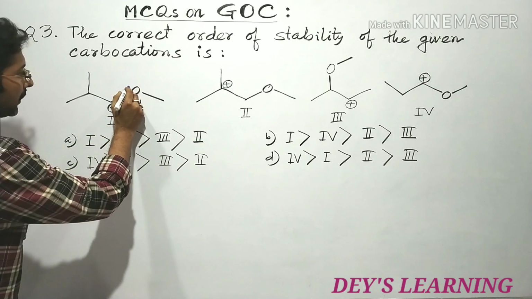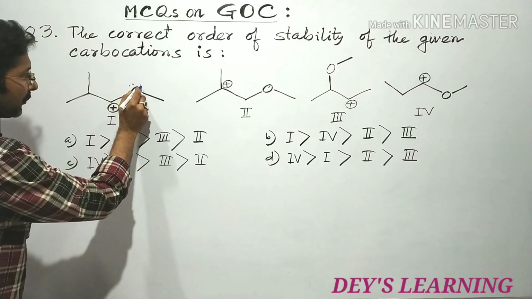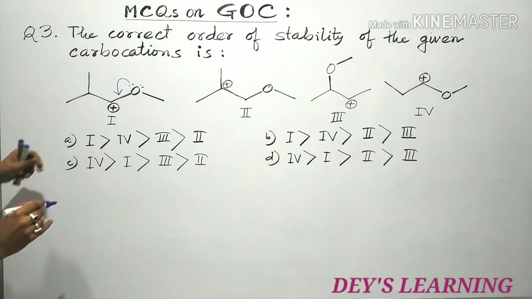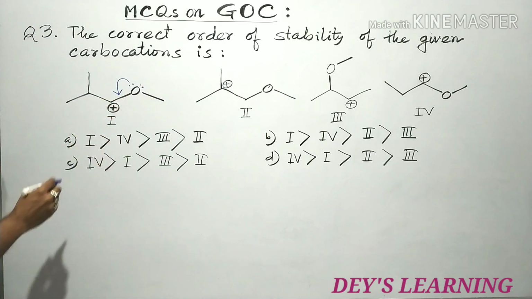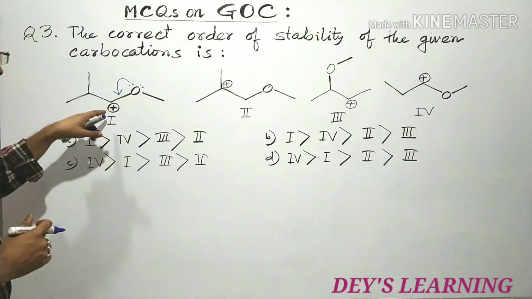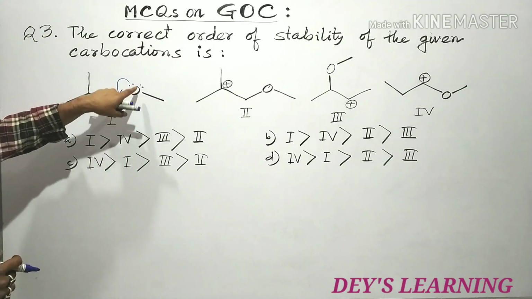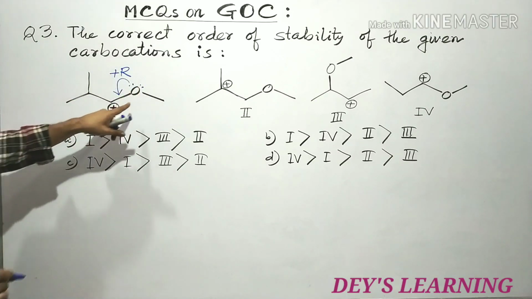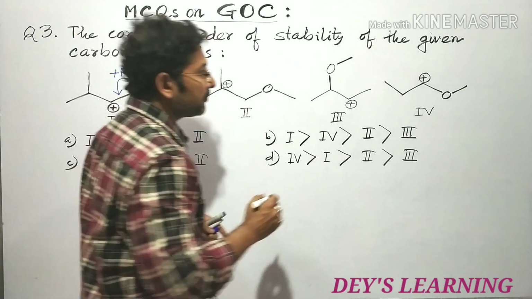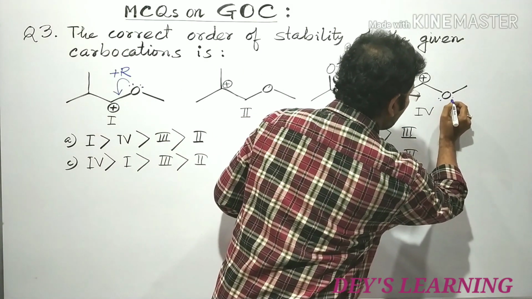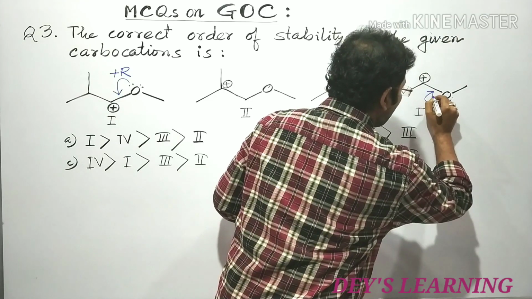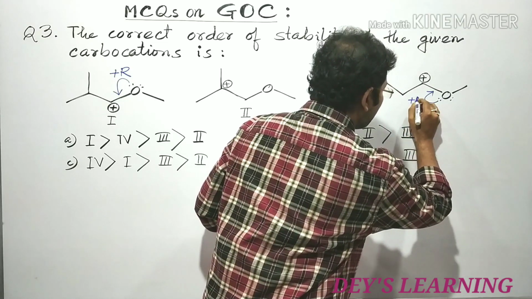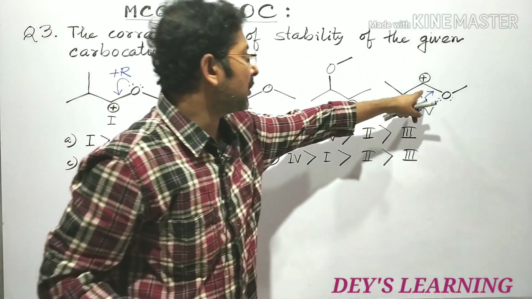ये देखो, this oxygen has 2 lone pairs of electrons. So this lone pair of electrons can donate in this way. It can resonate in this way. It can have a resonating structure. So this carbocation is stabilized by the resonating effect, the plus R effect of the adjacent oxygen. In this structure, this lone pair is involved in resonance. So this oxygen can also show plus R effect, which stabilizes the carbocation.